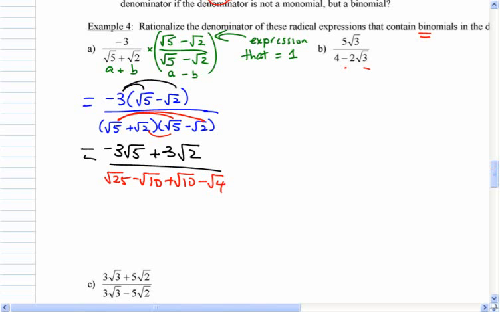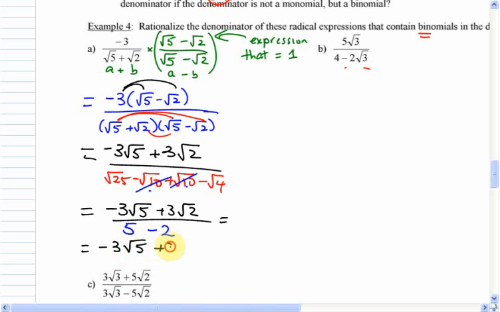Let's simplify. The numerator stays as -3 root 5 plus 3 root 2. But now the lovely denominator simplifies, and I bet you there's no more square roots. What's root 25? 5. Root 10, one's plus, one's minus. Too bad. Goodbye. And then root 4 is 2. What's 5 minus 2? 3. Nice! Aren't you proud? There's no square root anymore. You've mastered it. You killed it.